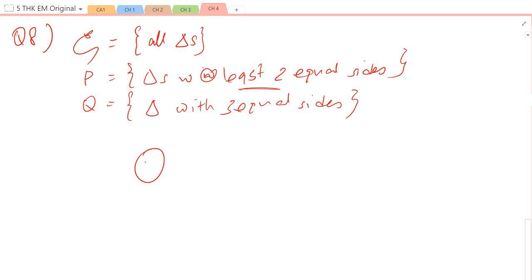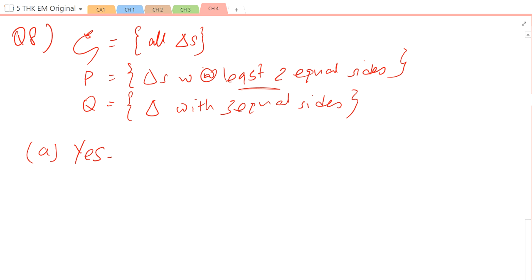So Q is a proper subset of P. Okay, excellent. And then all these are proper subsets of the universal set, right? Okay, so now we understand the question already. I think we have just answered part A already. Is Q a proper subset of P?